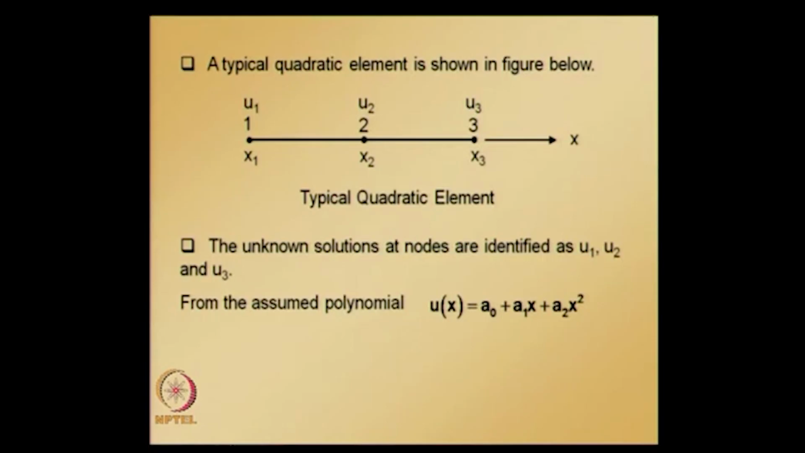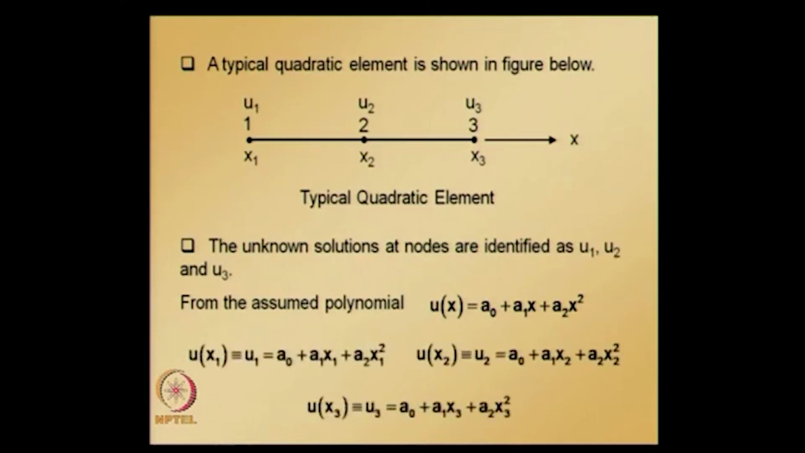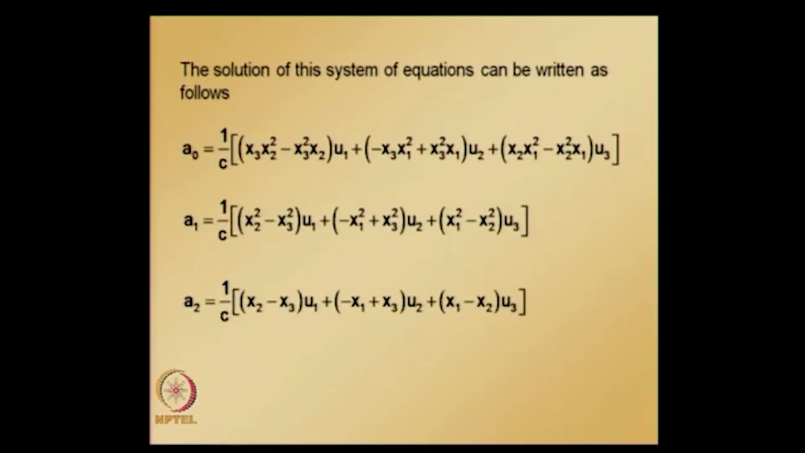From the assumed polynomial u is equal to a naught plus a 1 x plus a 2 x square, by substituting x is equal to x1, x is equal to x2, x is equal to x3, we are going to get 3 equations. The 3 equations that we get are given here, and using these 3 equations we can solve for a naught, a1, a2. Solution of this system of equations can be written like this.